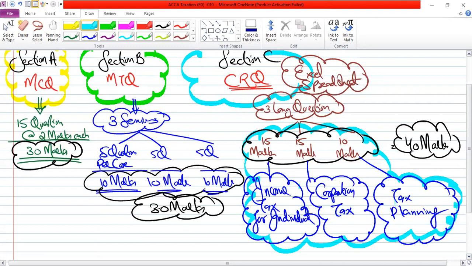So yes, in the skill level papers, almost all of them, like FR and tax, which are my papers, the examiner has already defined which topics he is going to examine in CRQs, the long questions, or section C. We know that. Now, what are these topics? We will discuss soon. Inshallah, we are going to start.